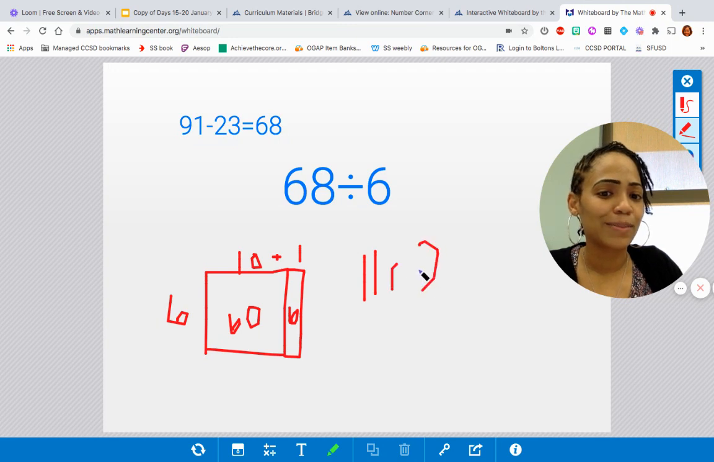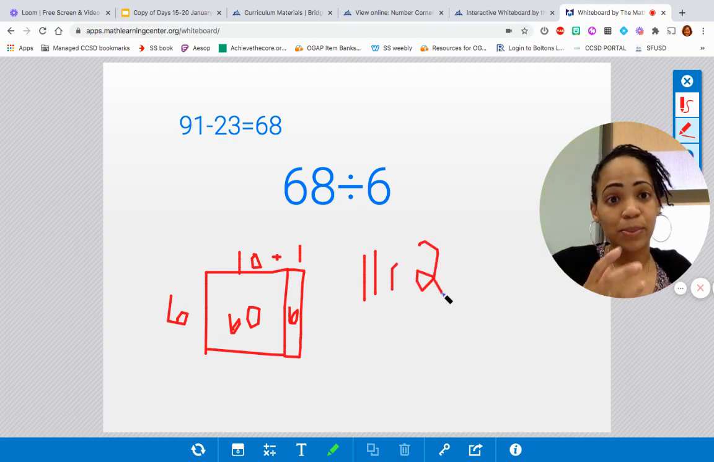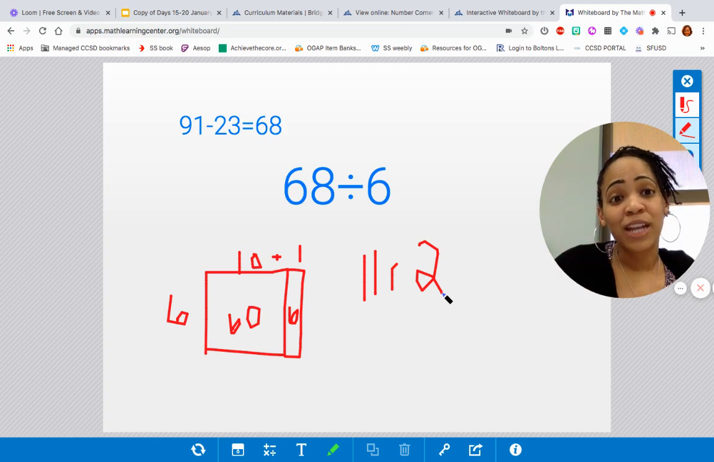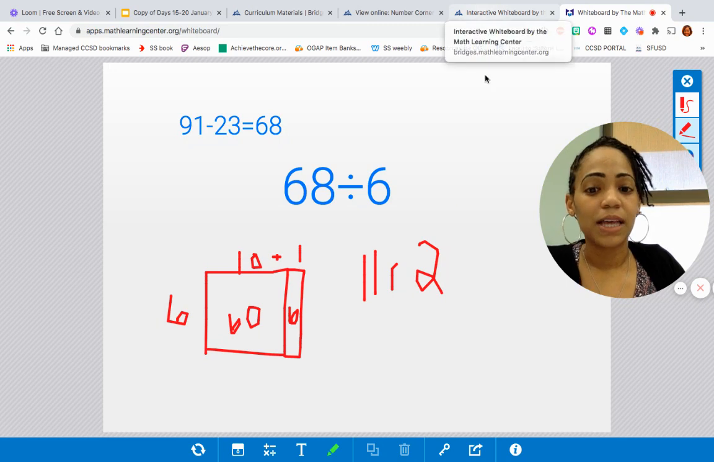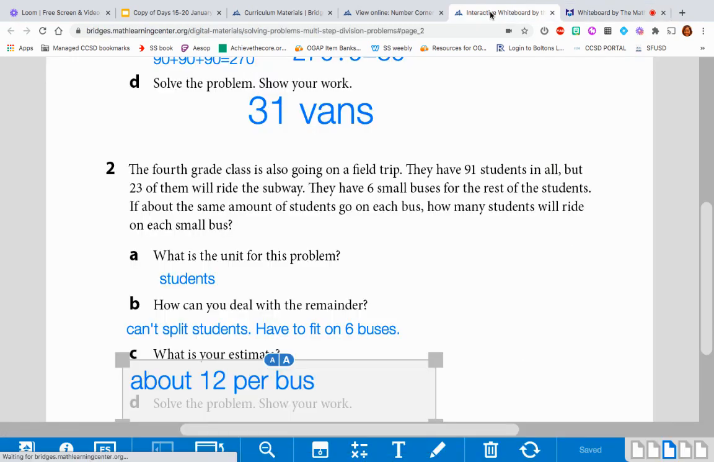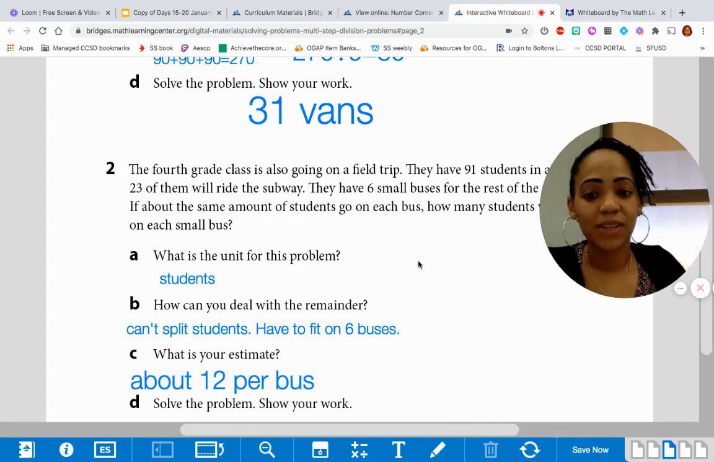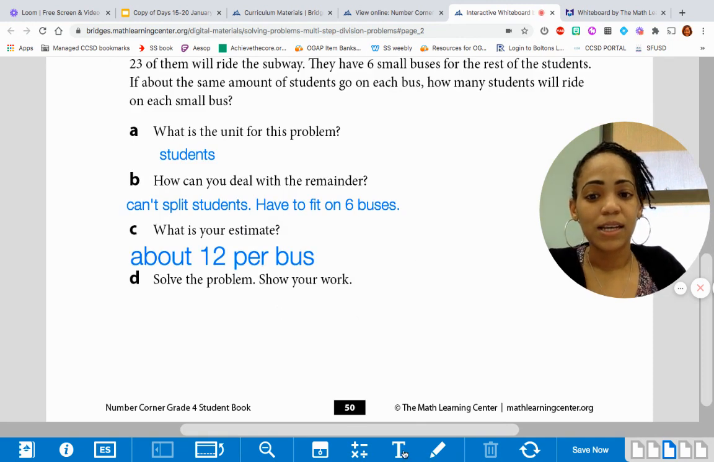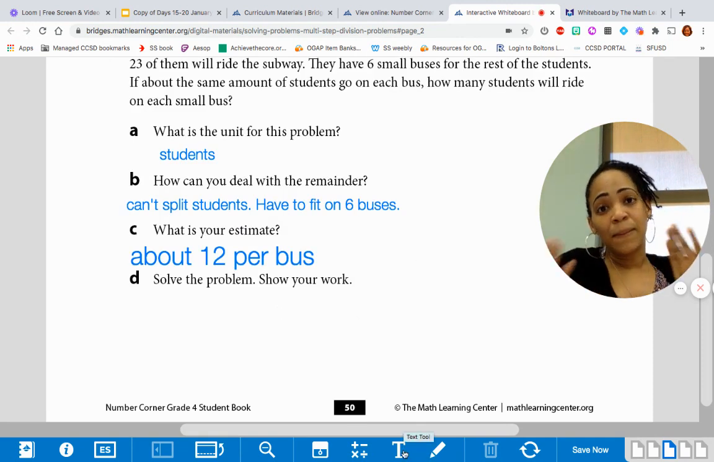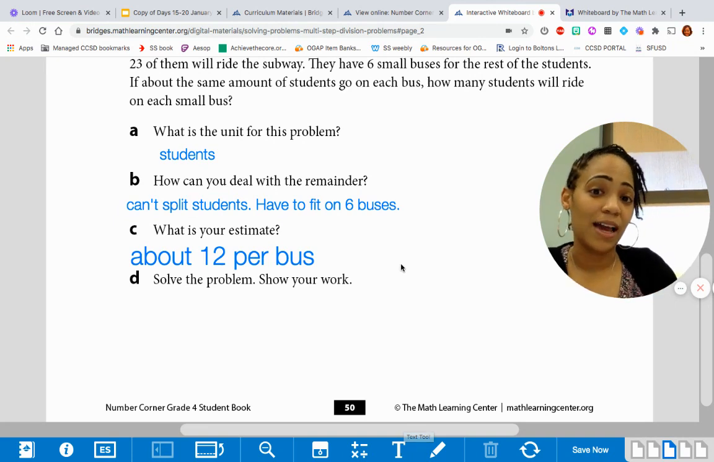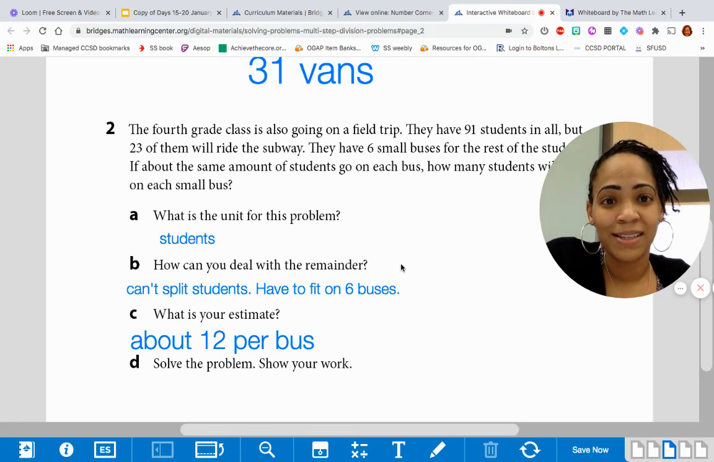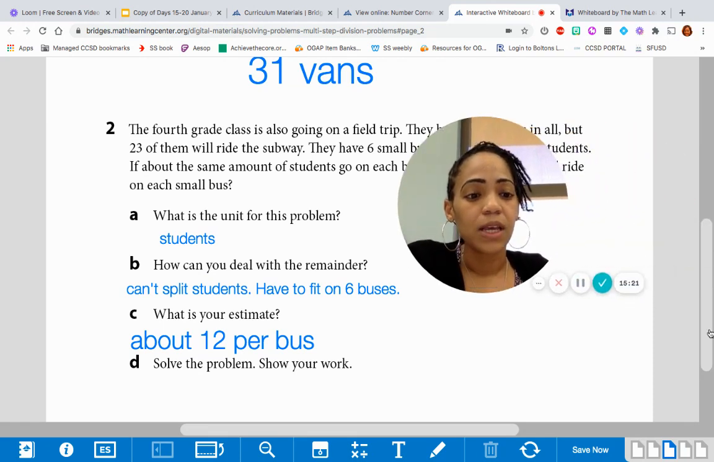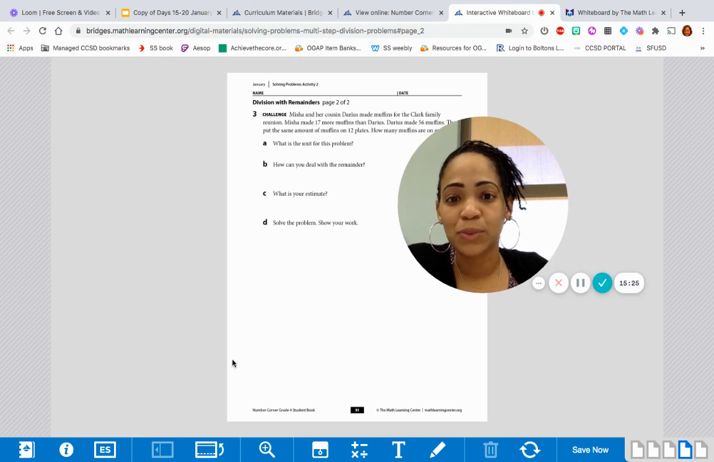And since we can't split 2 people up, some buses are going to have 12. That's what's going to have to happen, okay? So that's what I would be writing in my notebook. And look, we said about 12 per bus. So we have some buses with 12 and some buses are going to have 11. 2 buses with 12 and 4 buses with 11. Make sense? Awesome. Very quickly, let me look at number 3, which was a challenge problem.